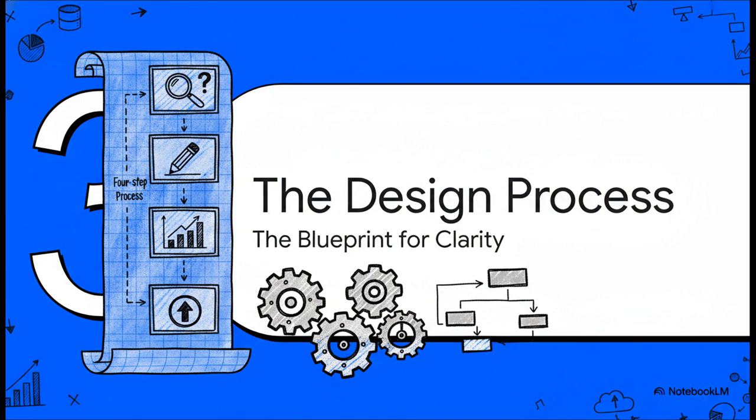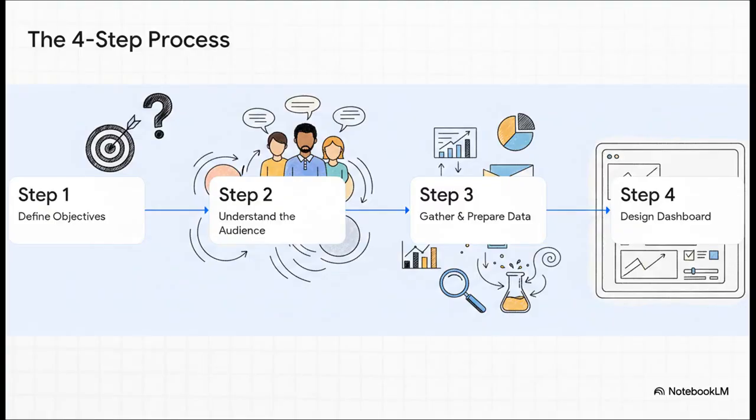The big question is, how do we actually build one that really works? Well, it all comes down to a clear, repeatable, four-step process. This is your blueprint. It's actually pretty straightforward. First, you've got to define your objectives. I mean, what problem are you trying to solve? Second, and this one is so important, you have to understand the audience. Who is this for? Third, you gather and prepare the right data. And only then, finally, do you actually get to design the dashboard itself.